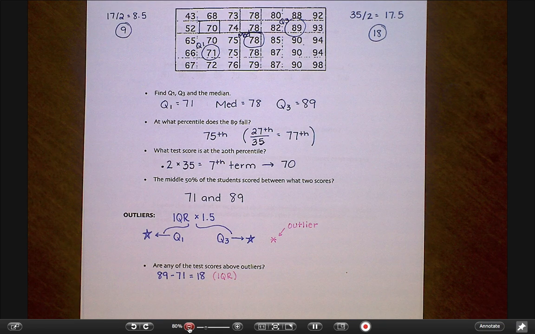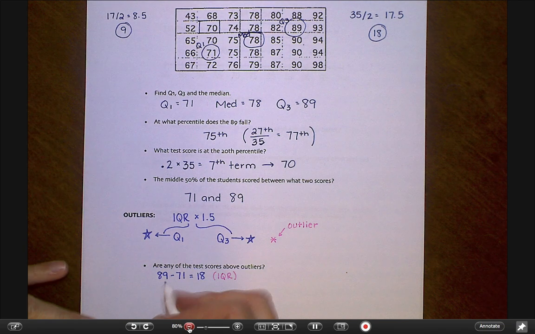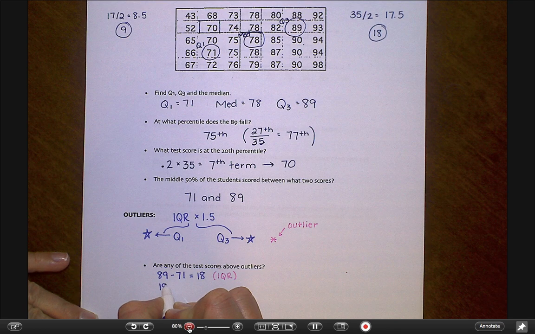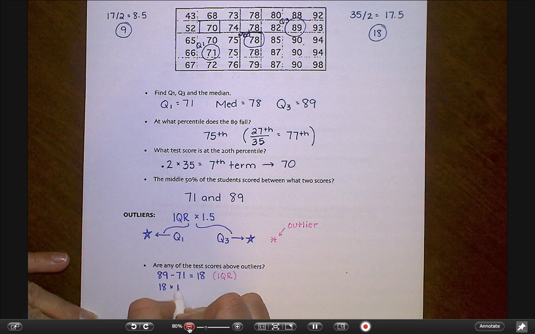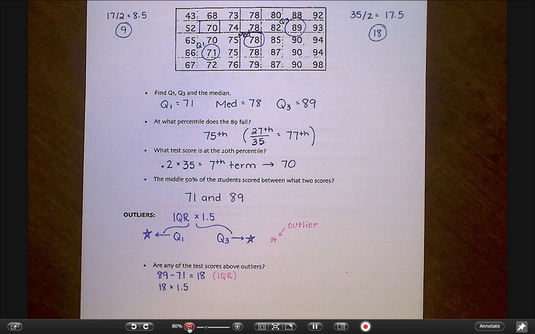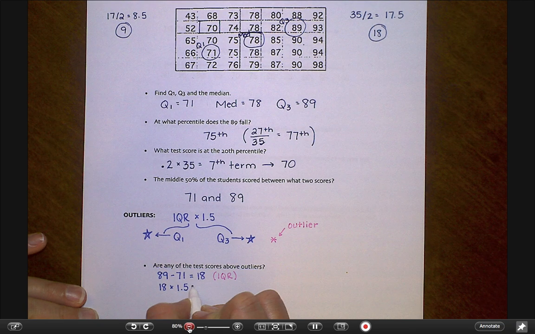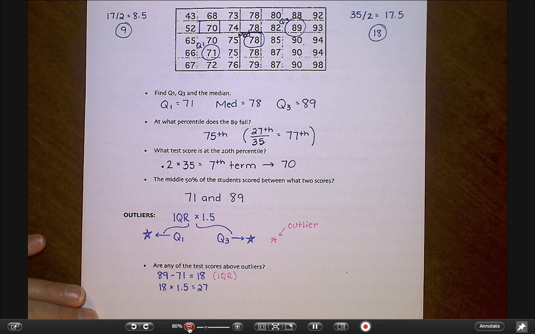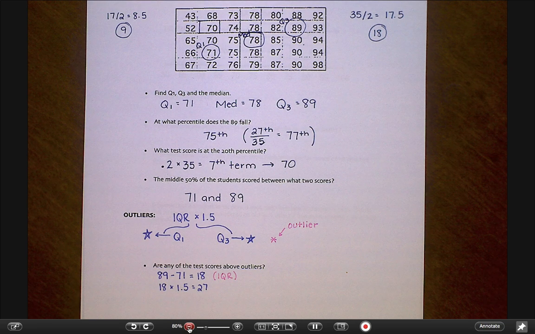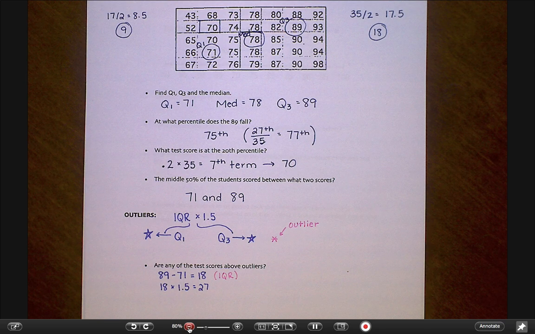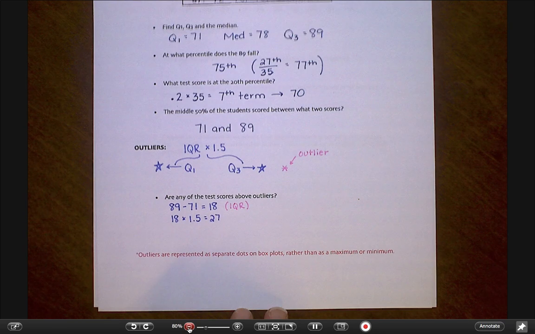Okay. Then I'm going to take that IQR and multiply it by 1.5. So I'm going to go 18 times 1.5. And let's see, I believe that's going to give me 27. Just double checking that. Yep, it is 27. So 27 is how far away I'm allowed to go from either one of the quartiles before I want to call something an outlier. Okay.